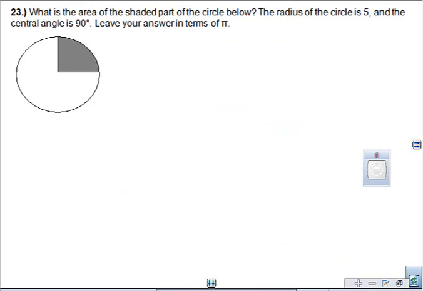23 asks, what is the area of the shaded part of the circle below? So this is a sector of a circle, and this is the arc measure in degrees. That's one of the pieces we need to be able to find this. If you remember the formula, it's arc over 360, so the number of degrees over 360 degrees, that's how many degrees are in the whole circle, times pi r squared, because we're finding area, and that's the formula for area of a circle.